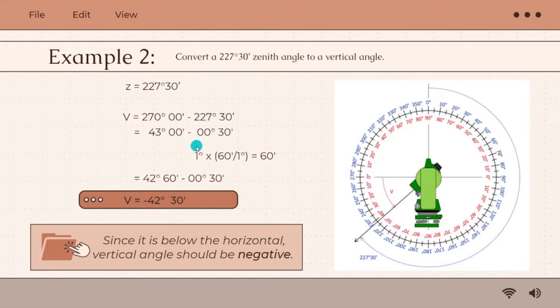And knowing that 1 degree is equivalent to 60 minutes, so 60 minus 30, 30 being the given, is equal to 30 minutes. We then have 42 degrees and 30 minutes. But because the angle is below the horizontal, the vertical angle should be negative. Thus, our final answer would be V is equal to negative 42 degrees and 30 minutes.